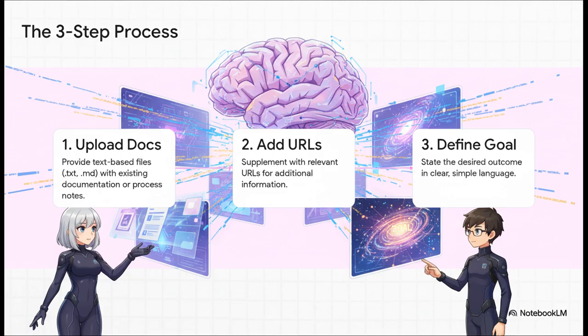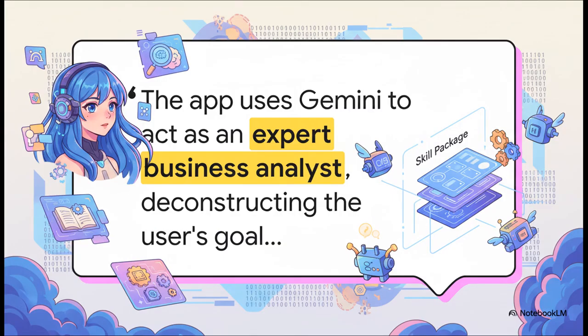That's it. You're done. Now, behind the scenes, the system takes all that information and hands it over to Google's Gemini model. But here's the clever part. It doesn't just ask for an answer. It tells the AI to act like an expert business process analyst. So, just like a human consultant, it analyzes everything and breaks your goal down into a logical, actionable workflow.